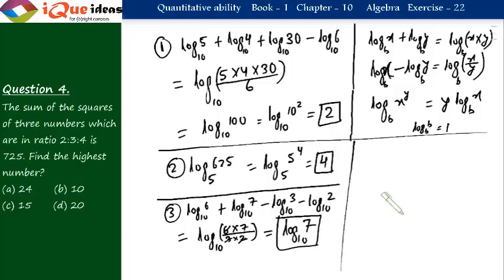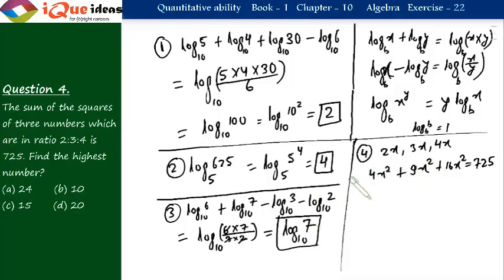Now let's take up the next question. Fourth question is more of a ratio question. The sum of squares of three numbers which are in the ratio 2:3:4. You can take the numbers to be 2x, 3x and 4x. Then the squares will be 4x square, 9x square and 16x square, and their sum is given as 725. From here you can calculate the value of x and hence the other numbers.